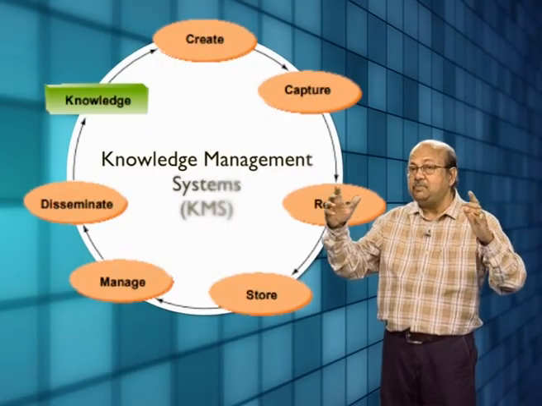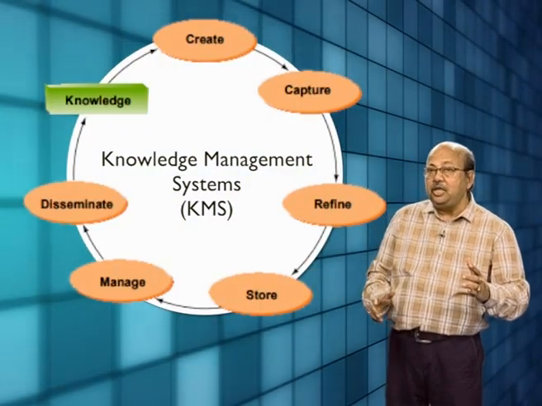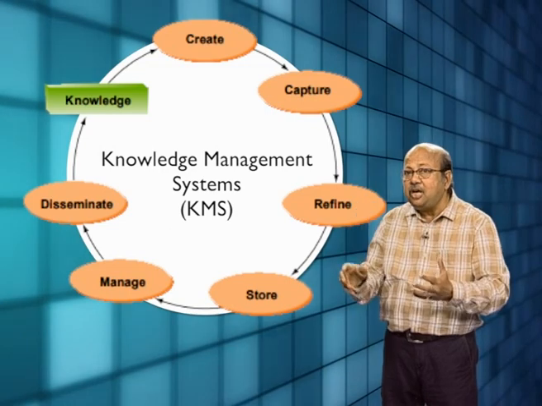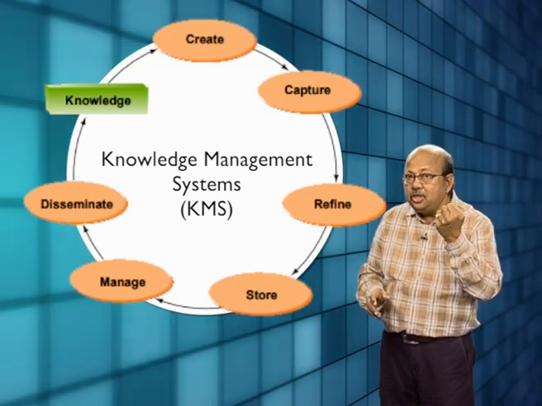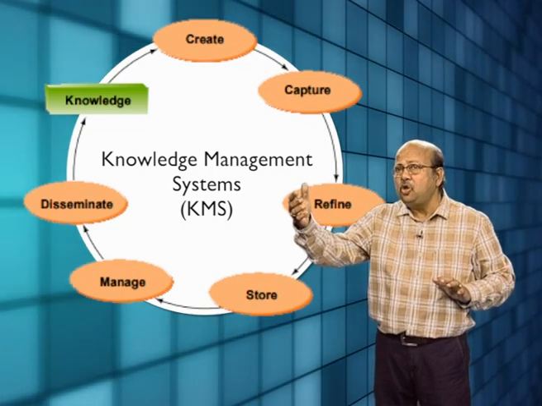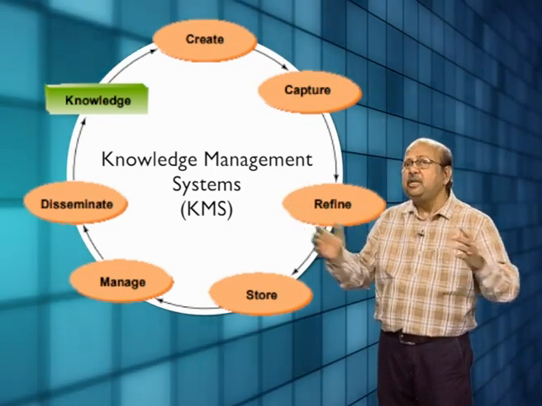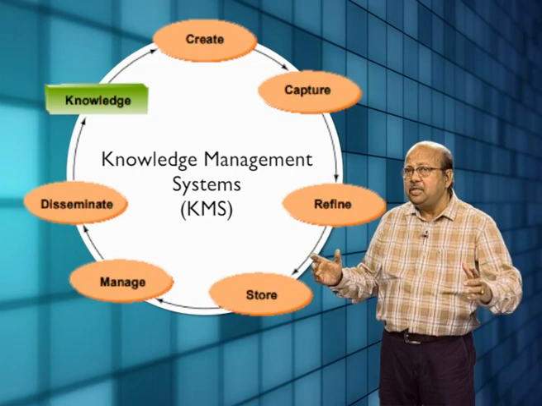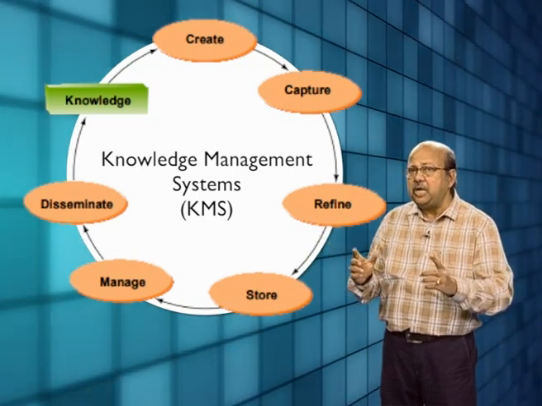Any information system that helps in creating knowledge, collecting knowledge, storing knowledge and disseminating knowledge is called a knowledge management system, and the cycle is called the knowledge management cycle. Any information system that takes care of creation, storing, dissemination and use of knowledge is called a knowledge management system.